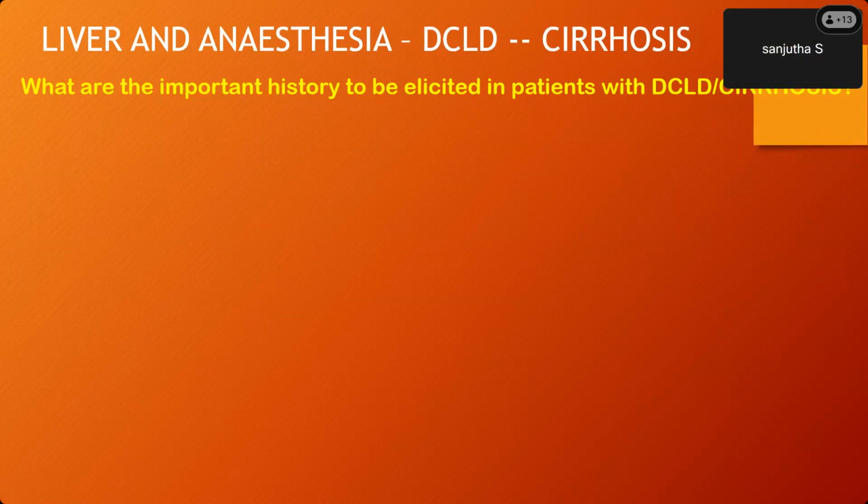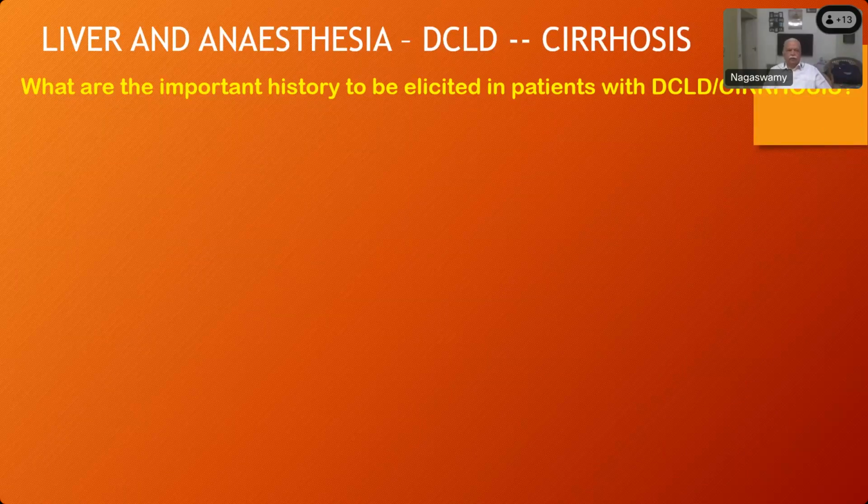Yes, sir. So even though the title of the slide shows liver and anesthesia, mainly DCLD and cirrhosis, I hope all of you know the expansion for DCLD. What is DCLD? Decompensated liver disease. Okay. So this is the first pathology with which we will be dealing.